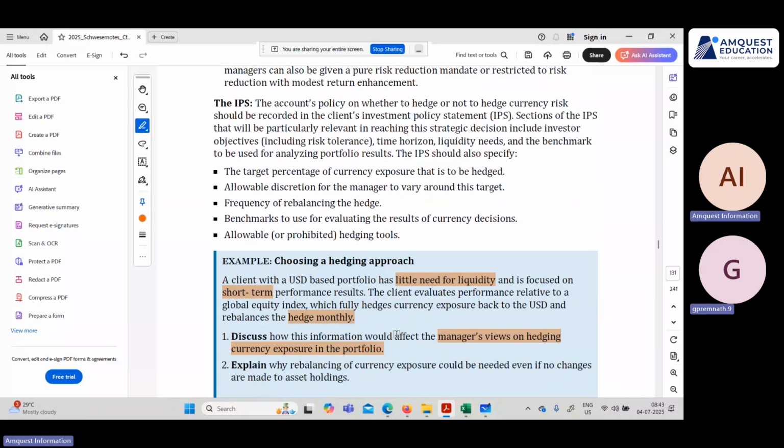Because his benchmark is completely rebalanced. Is that right?